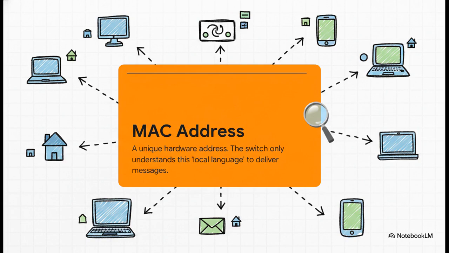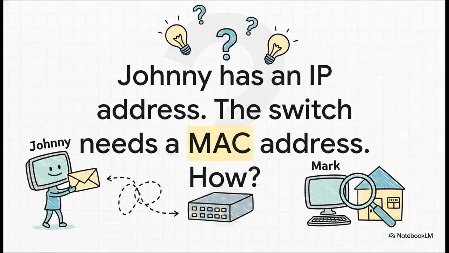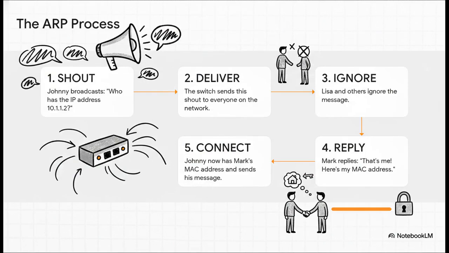And that local switch, it only understands this local language of house numbers to get messages from one device to another. So we've got a little puzzle. Johnny knows Mark's IP address, which is like knowing Mark lives somewhere in the neighborhood. But to actually deliver the message, the switch needs his specific house number, his MAC address. So how does Johnny find it? He uses something called ARP, the Address Resolution Protocol.